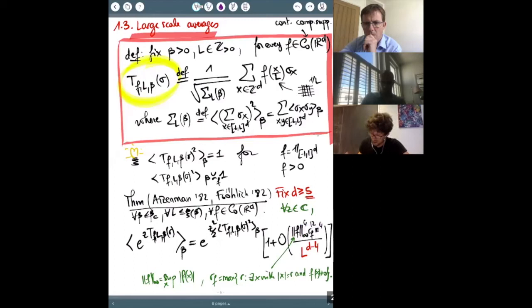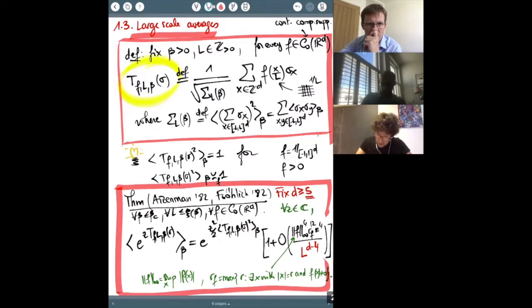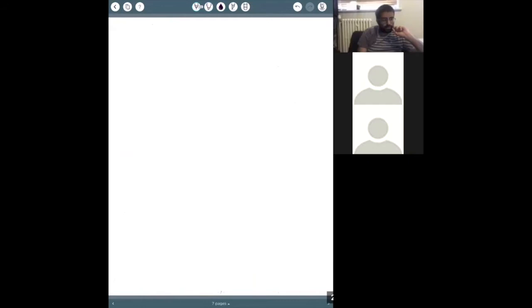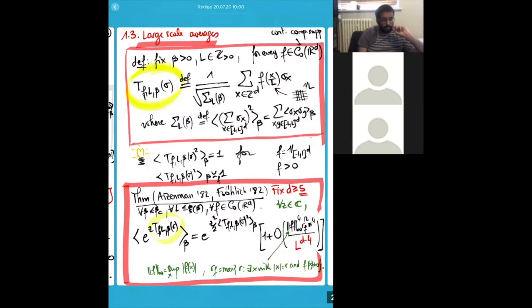The important thing is the bigger the L, the closer to one, the closer to the characteristic function, the generating function, of a Gaussian you are. So this result is really telling you nothing else than if L is large, then T_{F,L,β}(σ) is roughly a Gaussian random variable, where the variance is the variance of T_{F,L}(σ). Here, the consequence, don't worry, I'm going to rewrite this thing a second time because this is the main theorem. So I want you really to understand it, as much as possible.